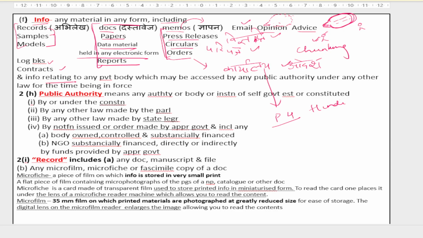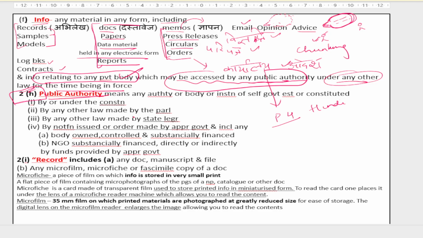Also information relating to any private body, which may be accessed by any public authority under any other law for the time being in force. So information relating to any private body which may be accessed by the public authority under any other law is also included under the definition of information under the RTI Act. Then we move to the next subsection, that is subsection 2H, which deals with what is public authority. So what is public authority under the RTI Act?